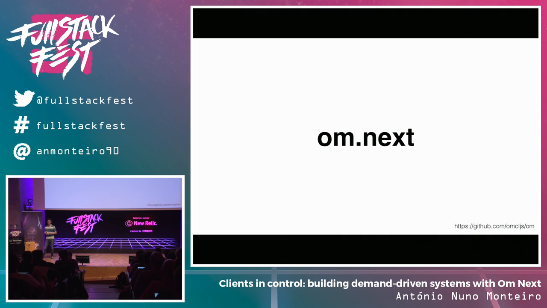So this is to introduce that Om Next is a ClojureScript and Clojure library that intends to deal with these problems that we have today. Om Next was originally built by David Nolan, who is the lead contributor to ClojureScript. And Om Next is like the second iteration of his design process. He first developed om.core, which was the first one. And after seeing the ideas behind Falcor and Relay, he really rethought his process and came up with Om Next.